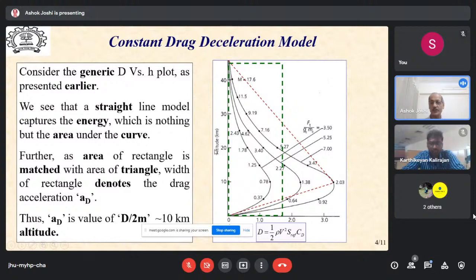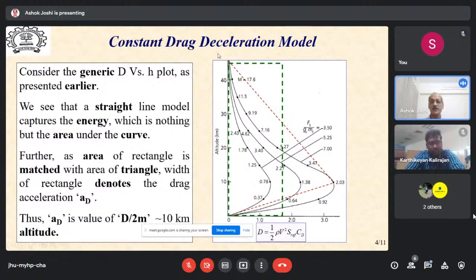because this is altitude versus drag force. So it is force versus altitude, right? And if I do the integration of this, the area under the curve is nothing but integration. And that integration is nothing but drag times altitude, which is energy. Force times distance is energy. So this is the fundamental idea.